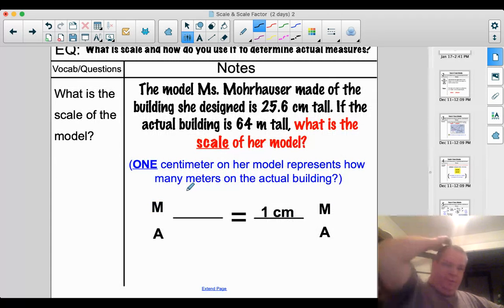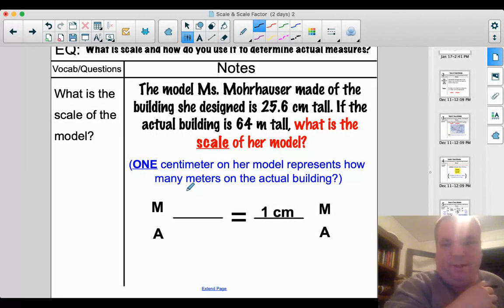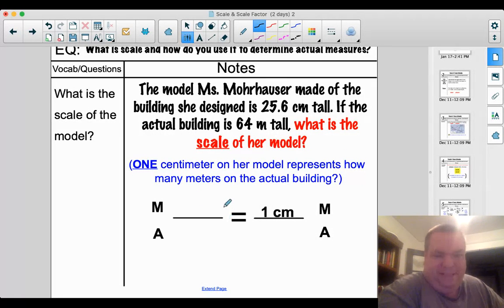The model Miss Morehouser made of the building she designed is 25.6 centimeters tall. The actual building is 64 meters tall. What is the scale? So here's an example where we're looking for the scale. We're given a proportion in real life, and we want to find the scale. Now, when it's asking for the scale, it's asking how long 1 centimeter on the model represents how many meters on the actual building.